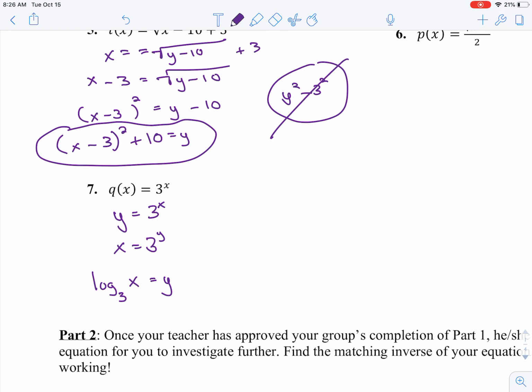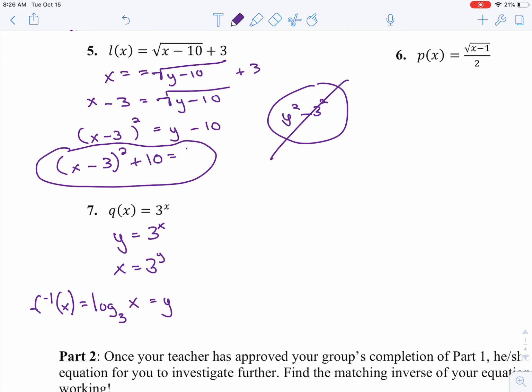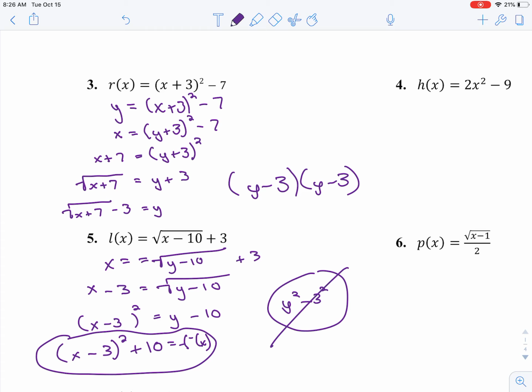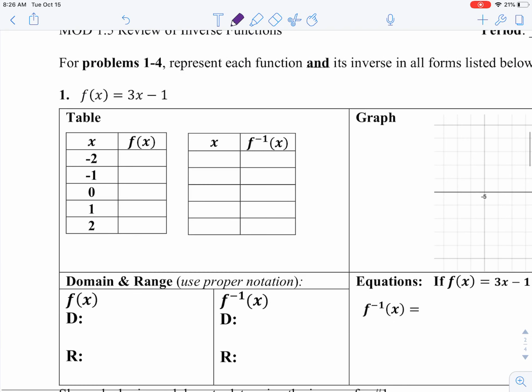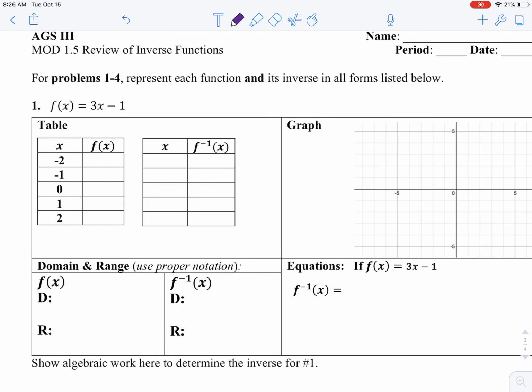So on all of these, we could be writing f of negative 1 of x is equal to, and that just shows function. So we should probably be thorough in doing that on all of them, and you can do it on all the other ones that you do today. Okay, there we go. Okay, we are on to the next page.